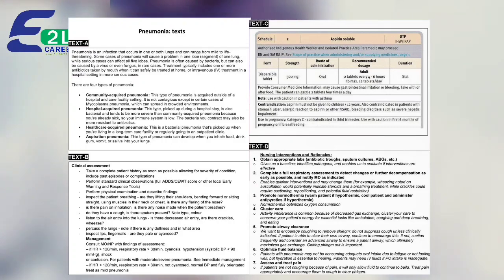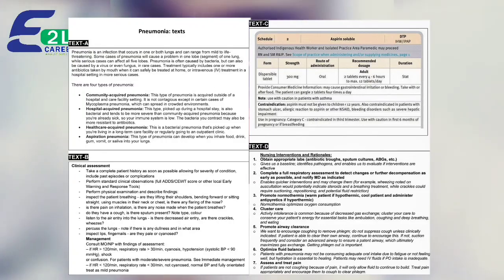Second is about hospital acquired pneumonia. Yeah. So this kind of pneumonia a patient may experience during hospitalization. It is also bacterial and tends to be more severe than community acquired pneumonia because you are already sick, so your immune system is low. The bacteria you contract may also be more resistant to antibiotics.